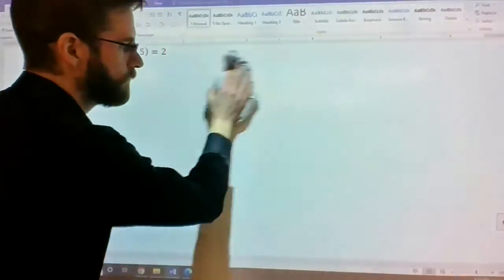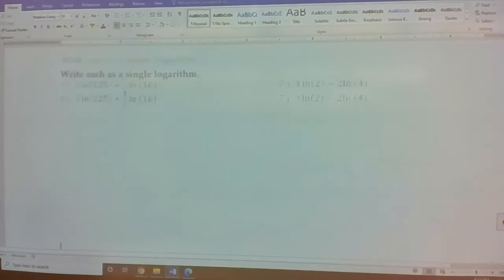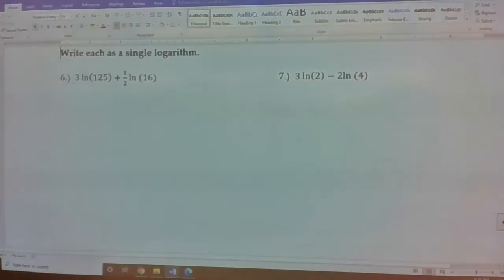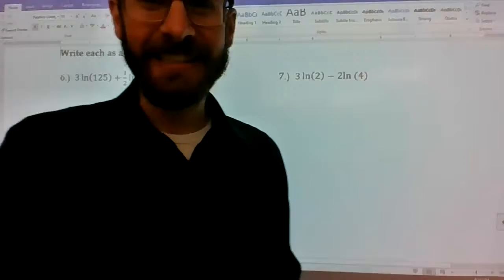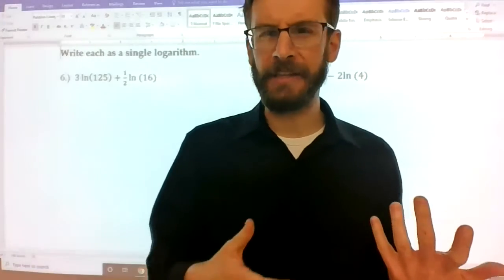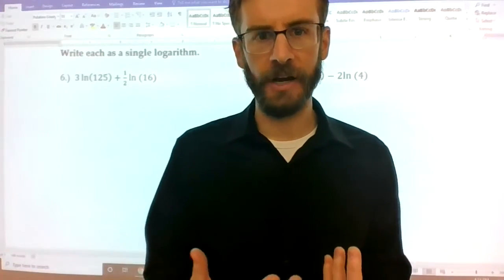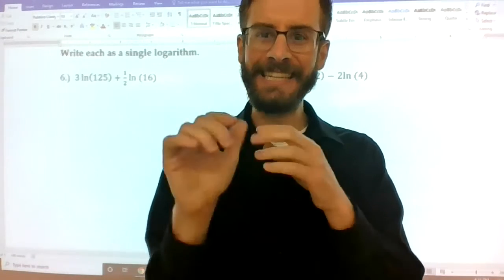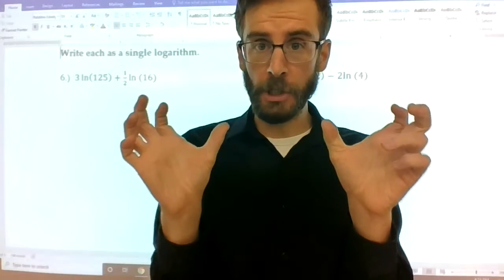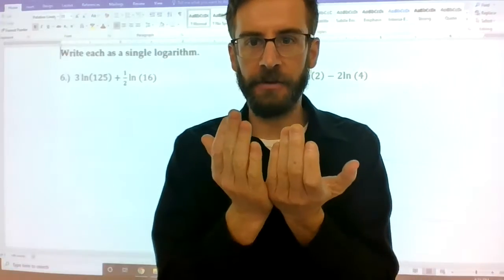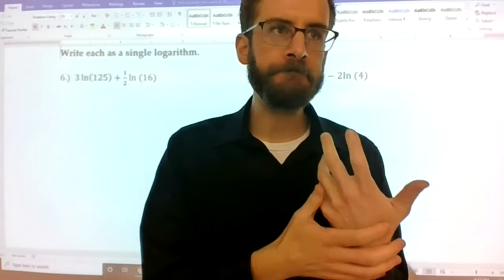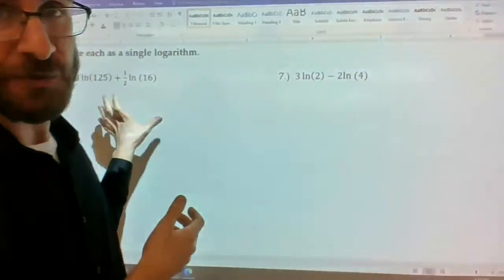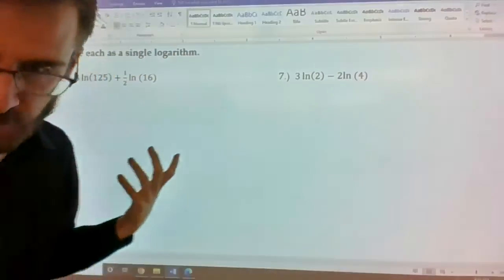The last set of problems I wanted to lead you guys with is something I actually intended to do much earlier, but I really didn't. I guess I was waiting for natural logs. But this whole idea that I can take a single or multiple logs and combine them together into something that's a lot more elegant than this clunkiness you see right here. Here's what I mean by that.